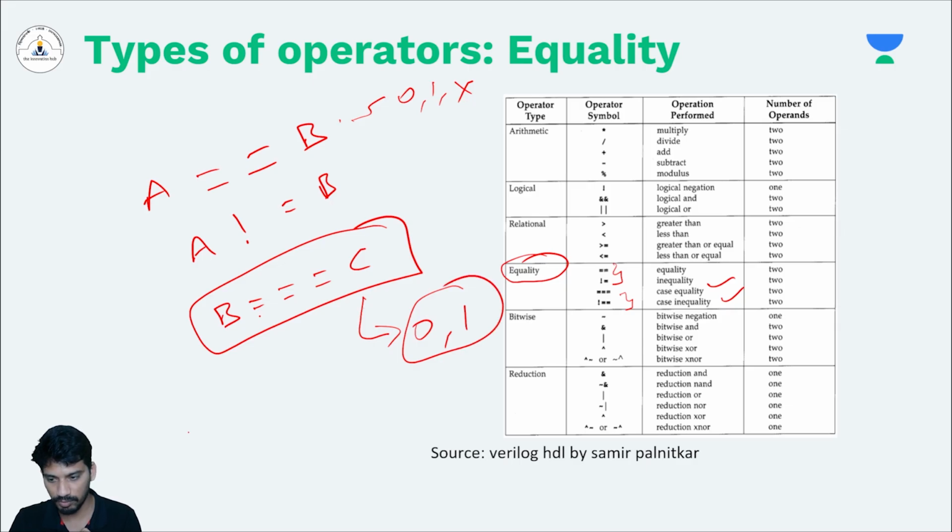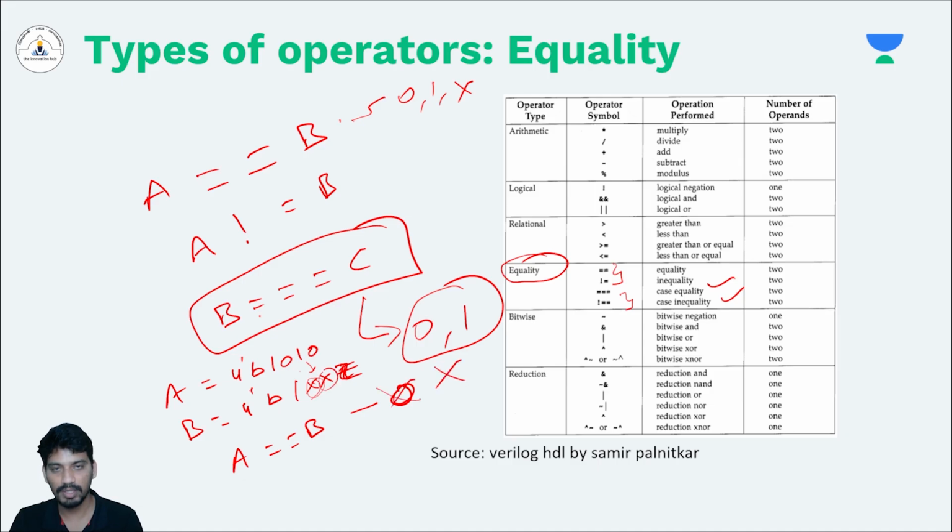So let's take an example. Let's take A equal to 4'b1010, and B equal to 4'b1xxz. In this case, if I perform the normal A equals B, since A is not equal to B, it will give me an output of 0. But there are x's inside this, so the output will be x.